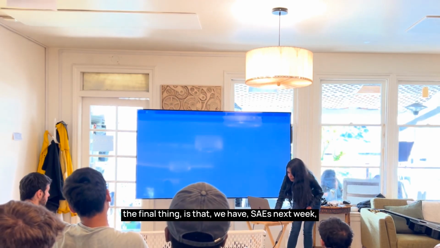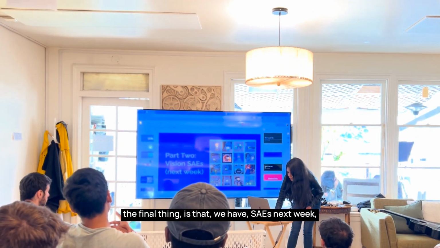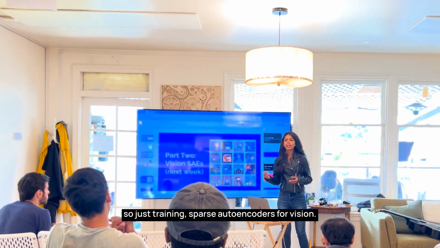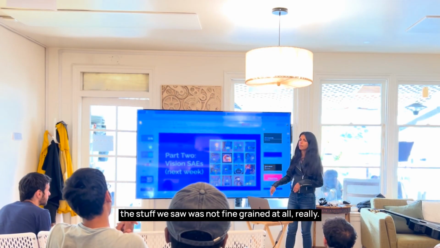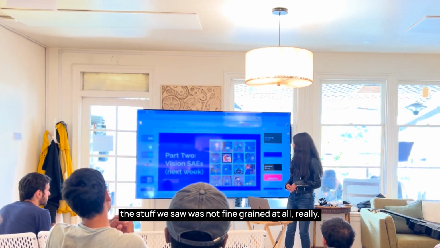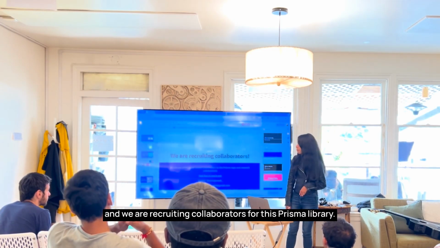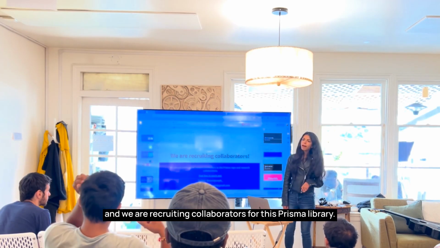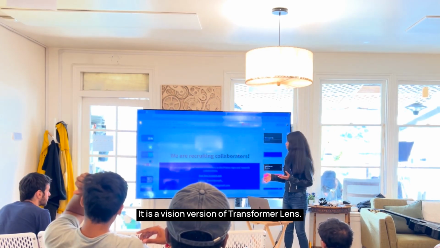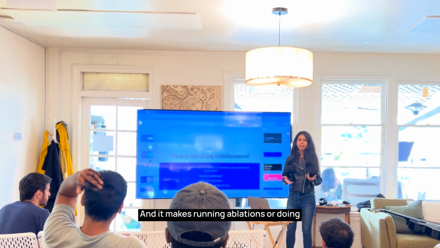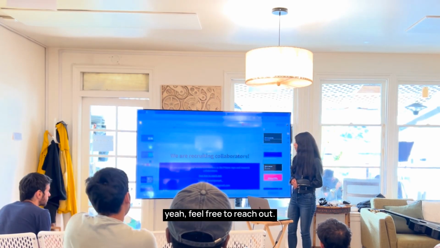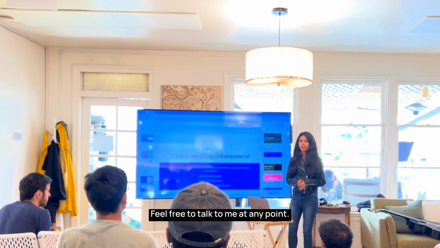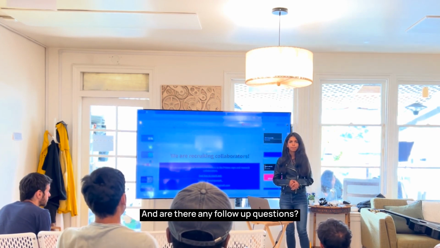The final thing is that we have SAEs next week, so training sparse autoencoders on vision and getting very fine-grained features, because the stuff we saw was not fine-grained at all, really. And we are recruiting collaborators for this Prisma library. It is a vision version of Transformer Lens, and it makes running ablations or doing direct logit attribution very trivial. Oh yeah, feel free to reach out. Feel free to talk to me at any point. And are there any follow-up questions?